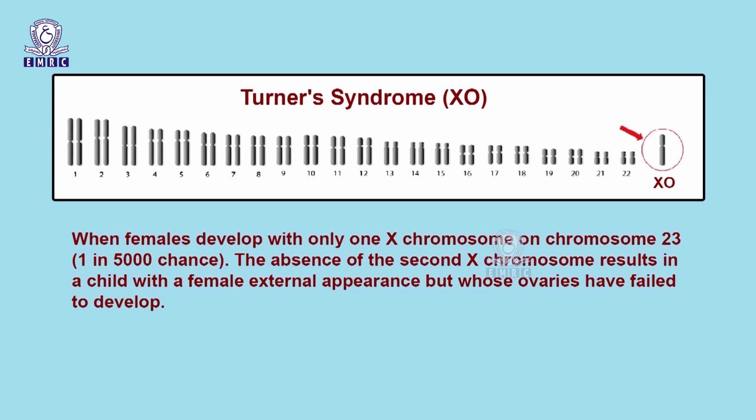Turner syndrome, which is represented by XO, occurs when females develop with only one X chromosome on the 23rd chromosome pair, which is almost a 1 in 5,000 chance. The absence of the second X chromosome results in a child with a female external appearance but whose ovaries have failed to develop.